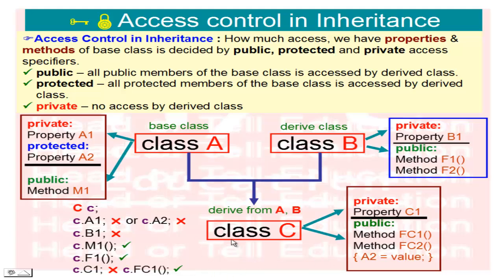Now, as you have seen in the class C diagram, the method FC2 function is using the property A2 to assign a value. Here I have created the property A2 using the keyword protected. So protected members are accessible in the derived class.